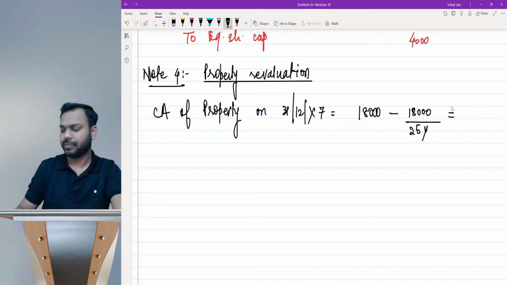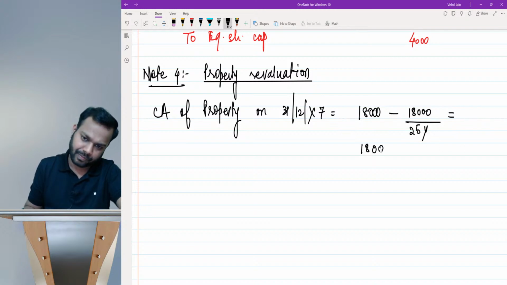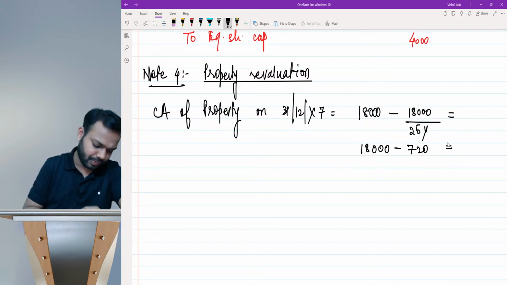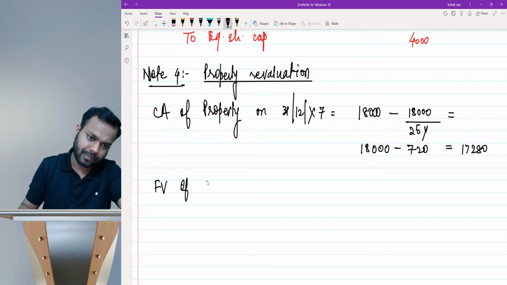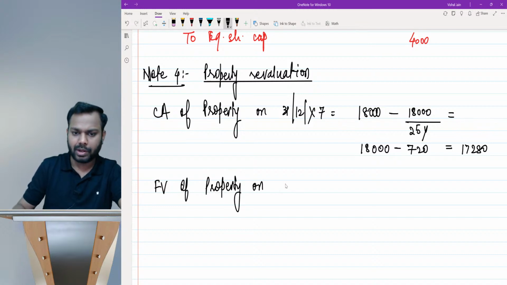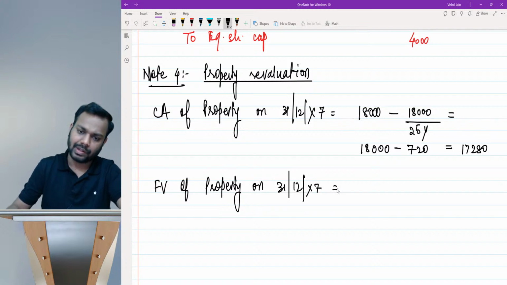And this is equals to what? 18,000 by 25 is 720, right? So it becomes 18,000 minus 720 is equals to 17,280. And now what is the fair value? What is the fair value of property on 31st December 20x7? It is 16,000.